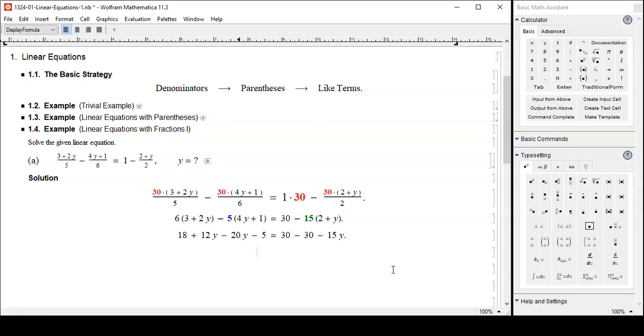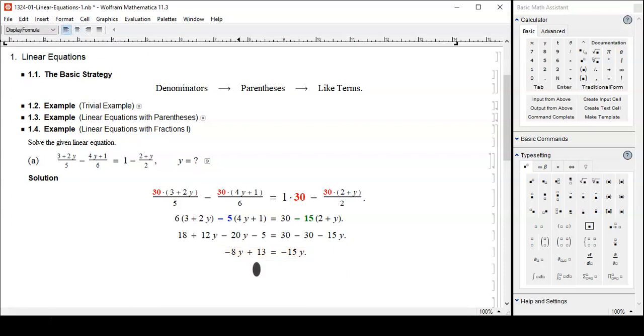12 minus 20, so negative 8y, and then 18 minus 5, 13. 30 minus 30 is 0, so 15y. Is that right?